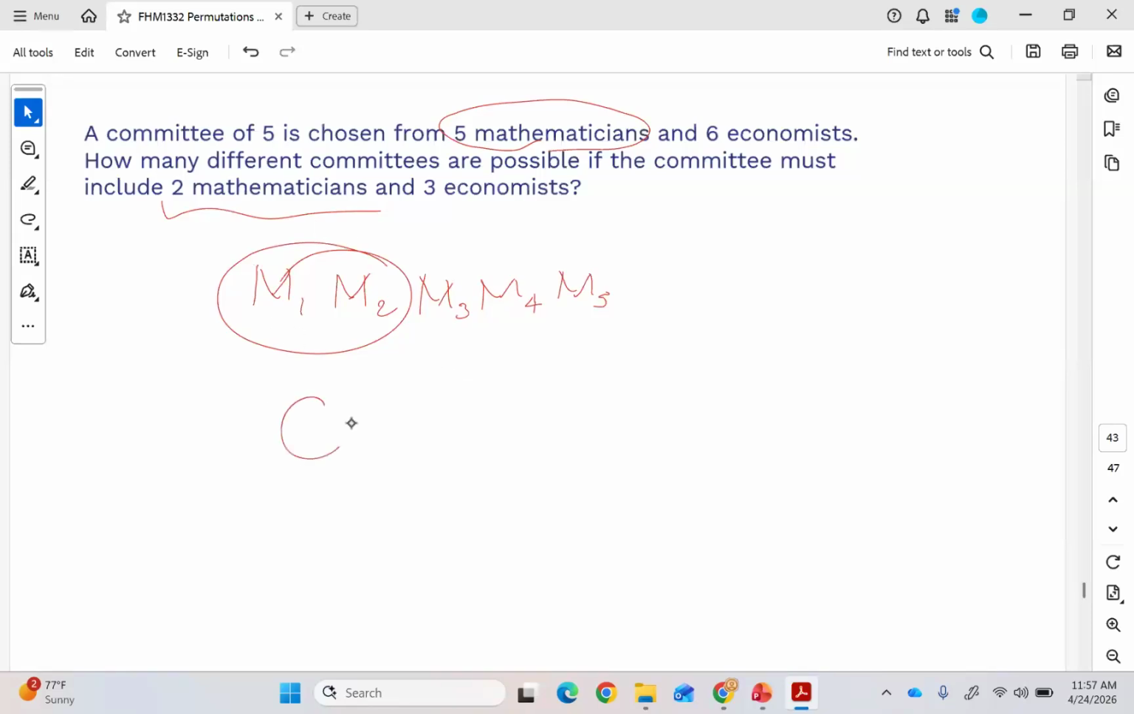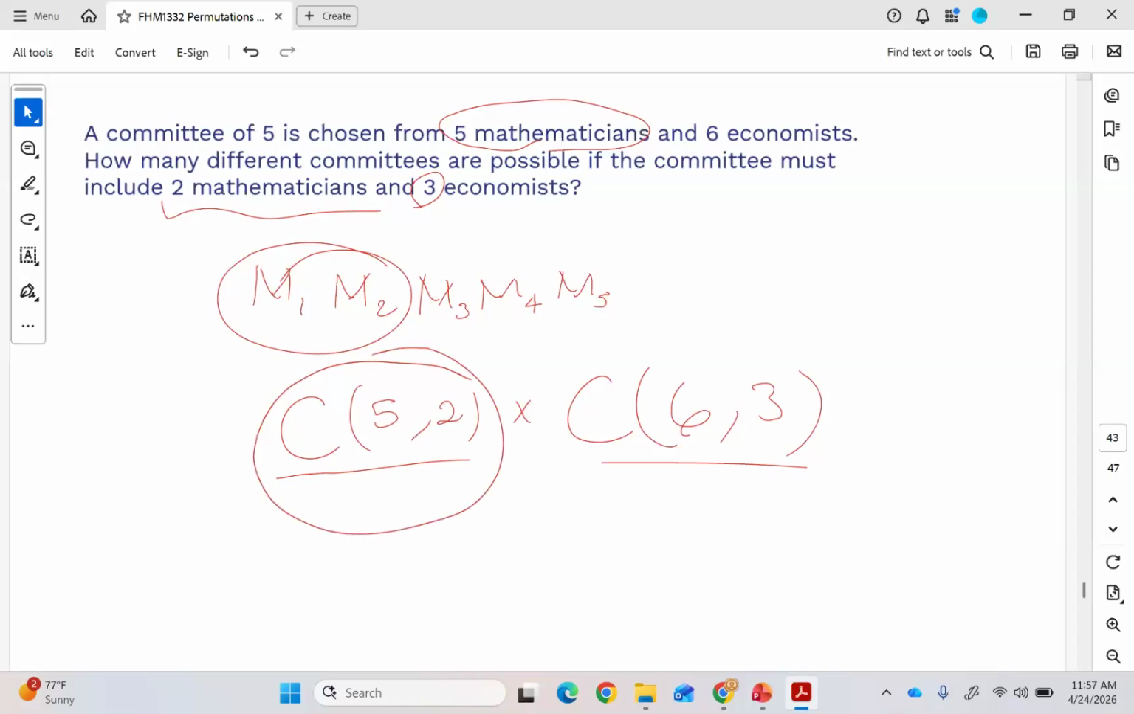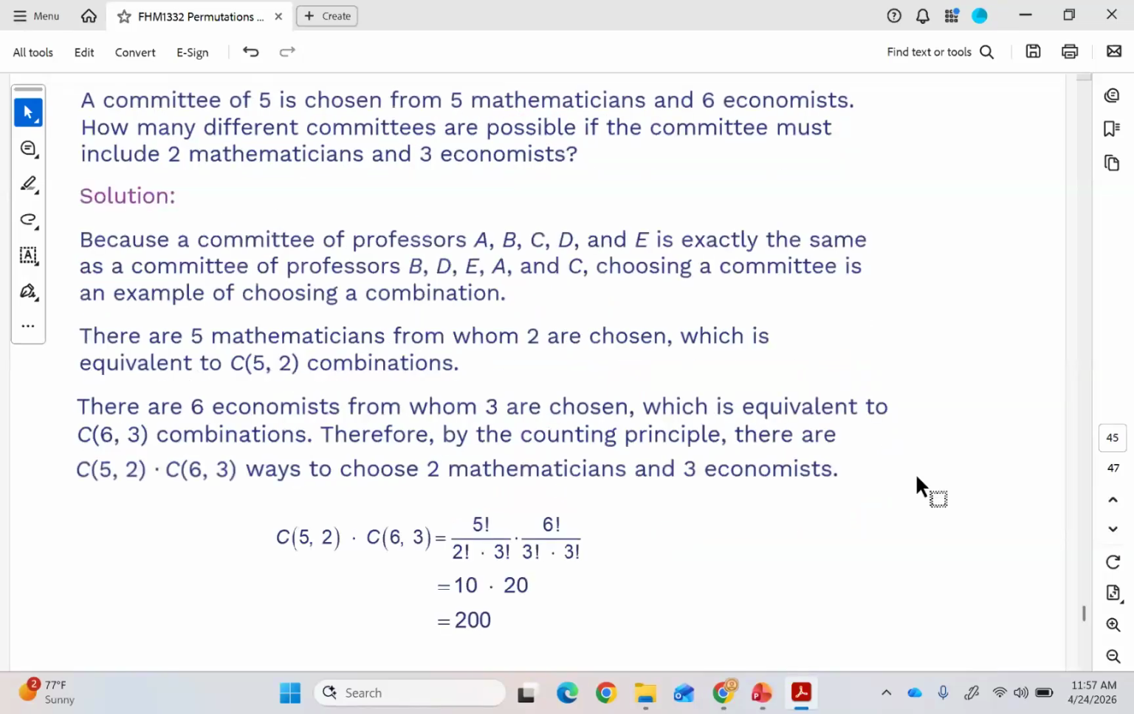So because we're selecting two, but there's no indication what each one of them is going to do, I can use combinations from a total of five, select two. And for the economists, it's going to be combinations from a total of six, select three. And then I can use my formulas and multiply. So if I want to have two mathematicians and three economists, I'm putting them together. So this is the total number of ways in which I can select the two mathematicians multiplied by the total number of ways in which I can select the three economists. And just for completion, these are my formulas. The simplification is 10 times 20, which is 200.